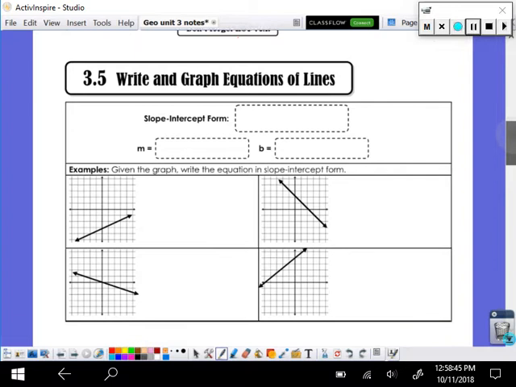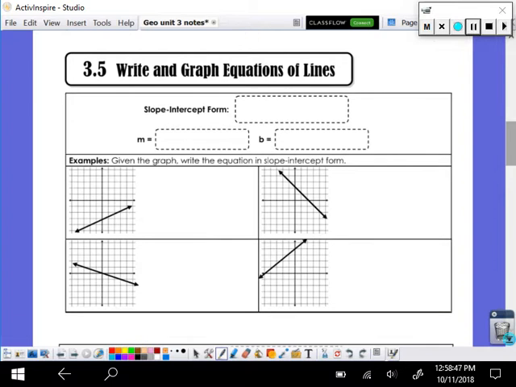This will be 3.5. Write and graph equations of lines. Again, this is more review. We should know slope-intercept form, standard form, and point-slope form. We will talk about these 3. Again, if you want to fill in these notes and come back and just double check them, you can. If you need to keep following along, that's great.